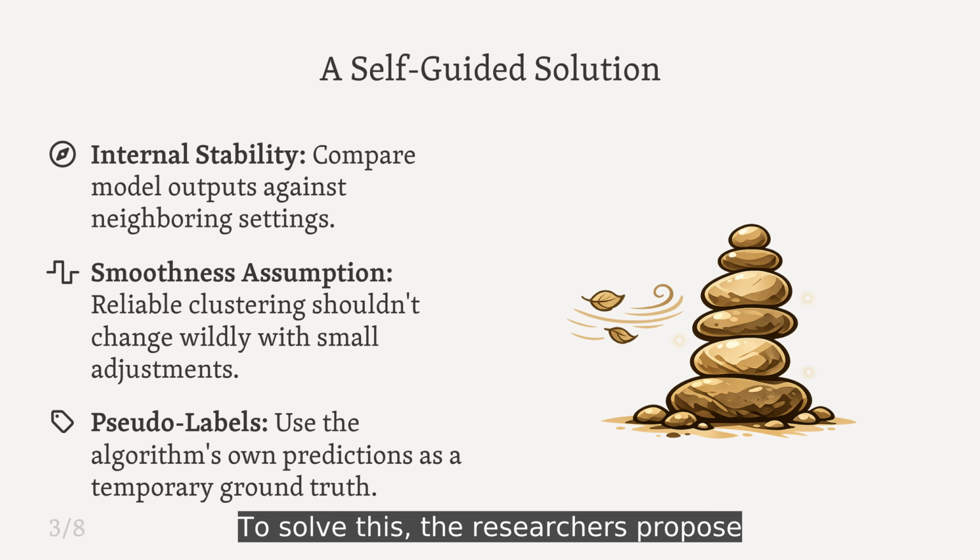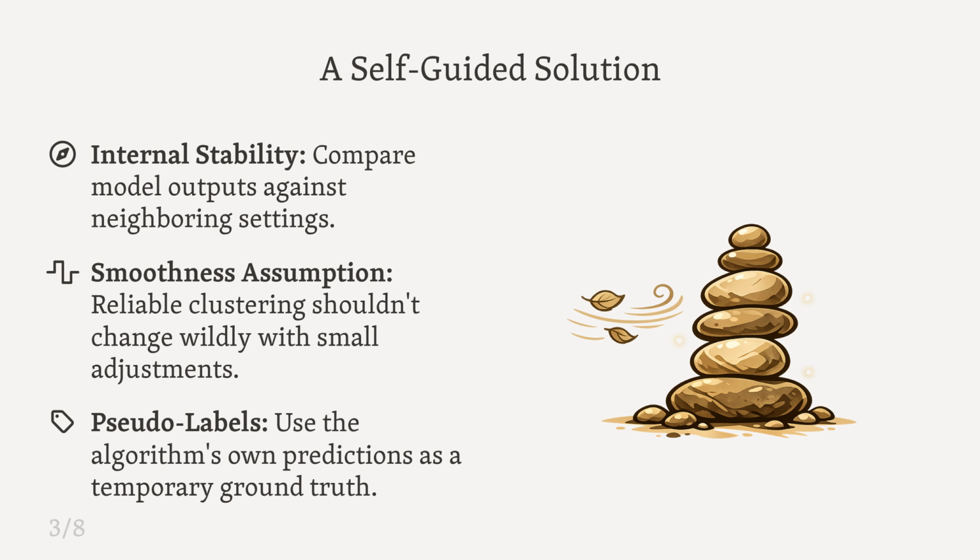To solve this, the researchers propose a method that looks for internal stability, rather than external validation. The core idea is simple. If a clustering result is robust, a tiny change in the hyperparameters should not drastically change the outcome. By treating the model's own predictions as pseudo-labels, the system can measure how stable its answers are across different settings.